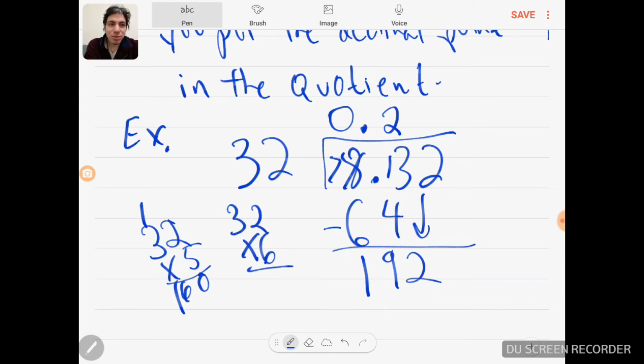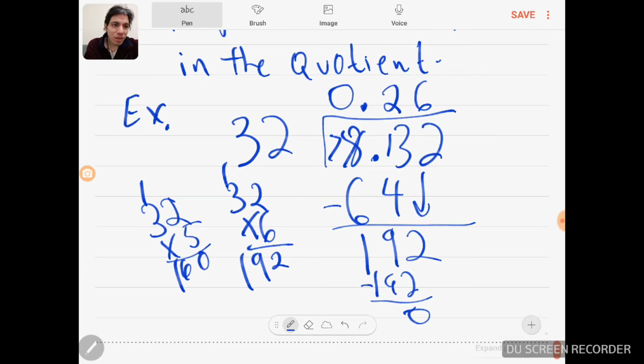32 times 6. I'm just verifying. 32 times 6 will give me 12. 6 times 3 is 18. Add one more, 19. It divides perfectly. So remember the process. As soon as you approach that decimal point, you have to put the decimal point.